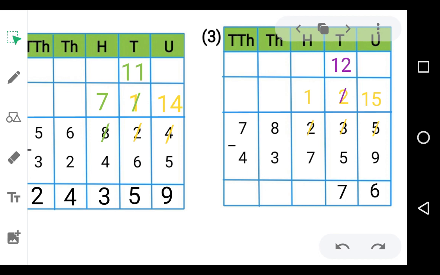See at the hundred place we cannot subtract 7 from 1. So borrow 1 from the thousand place. At the thousand place 8 will be 7, and at the hundred place 1 will be 11. 11 minus 7, 4. At the thousand place 7 minus 3, 4. At the 10,000 place 7 minus 4, 3. So here we get the answer 34,476.